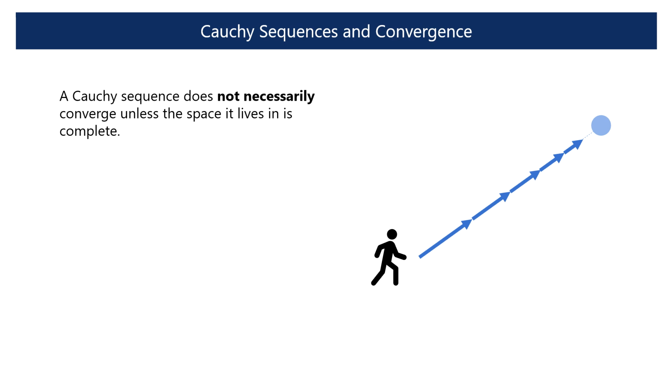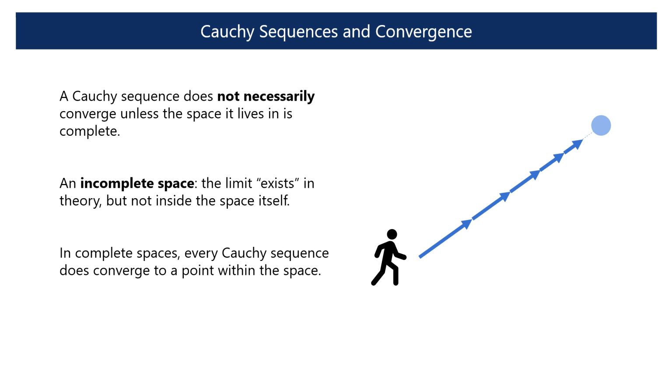Imagine working toward a destination by taking steps that get smaller and smaller. Half the distance, then a quarter, then an eighth, and so on. You are clearly approaching something, but if the space you are working in has a hole at the destination point, you will never actually arrive. That is what happens in an incomplete space. The limit exists in theory, but not inside the space itself. Now, in complete spaces, every Cauchy sequence does converge to a point within the space.